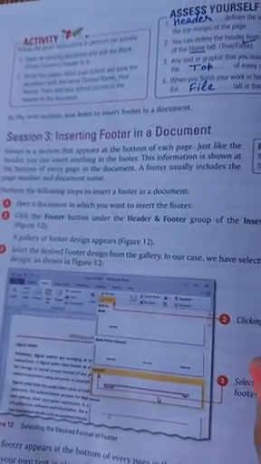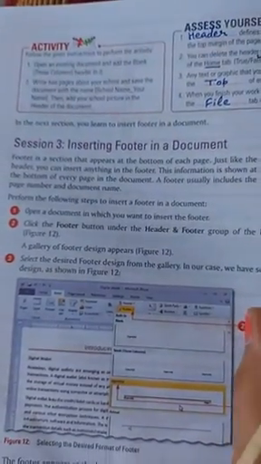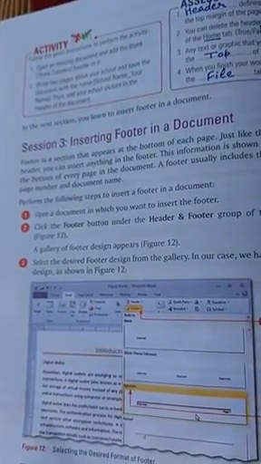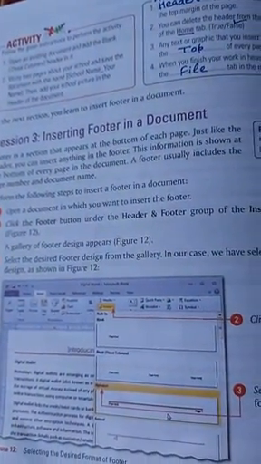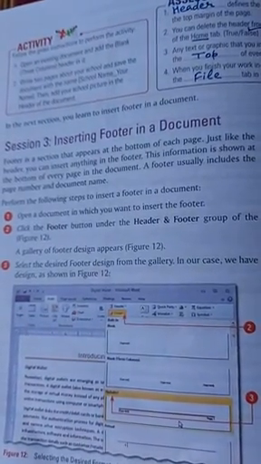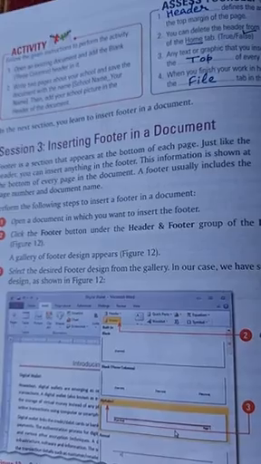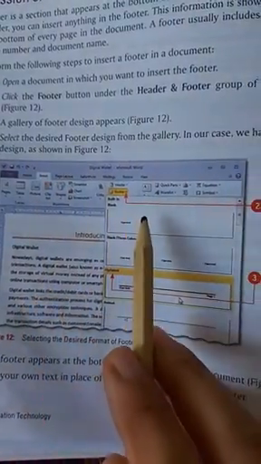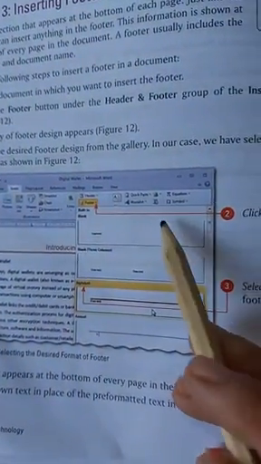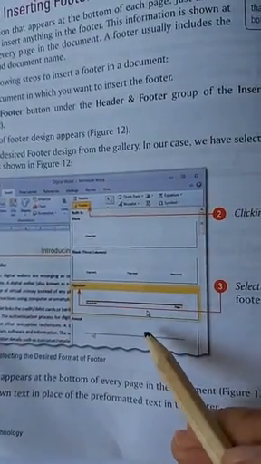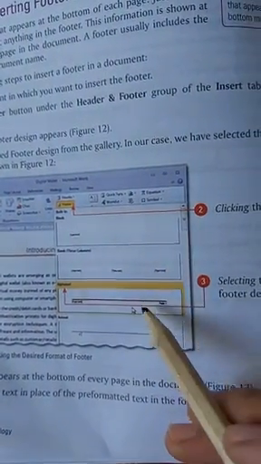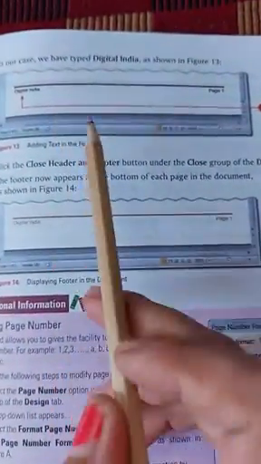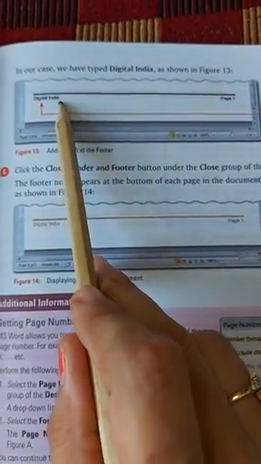Next is inserting a footer in a document. As is clear from the name, the footer is the section that appears at the bottom of each page. Just like we can insert page numbers on every page, the page number is inserted by using the footer. So for this we use the same method. Click on the Insert tab, then click on the Footer button. After selecting the Footer button, choose the particular type that you want to see in the footer. Suppose I select this. After selecting this, the footer area of the document will appear like this.